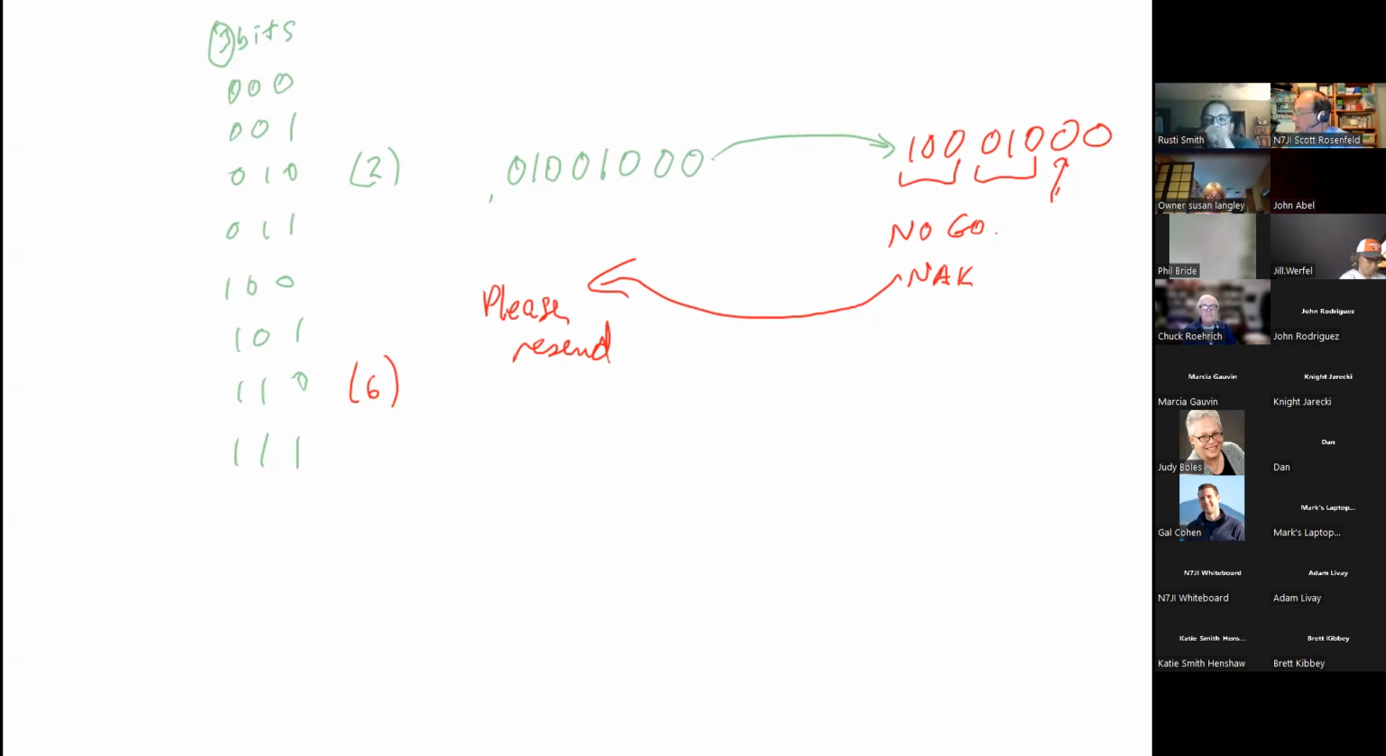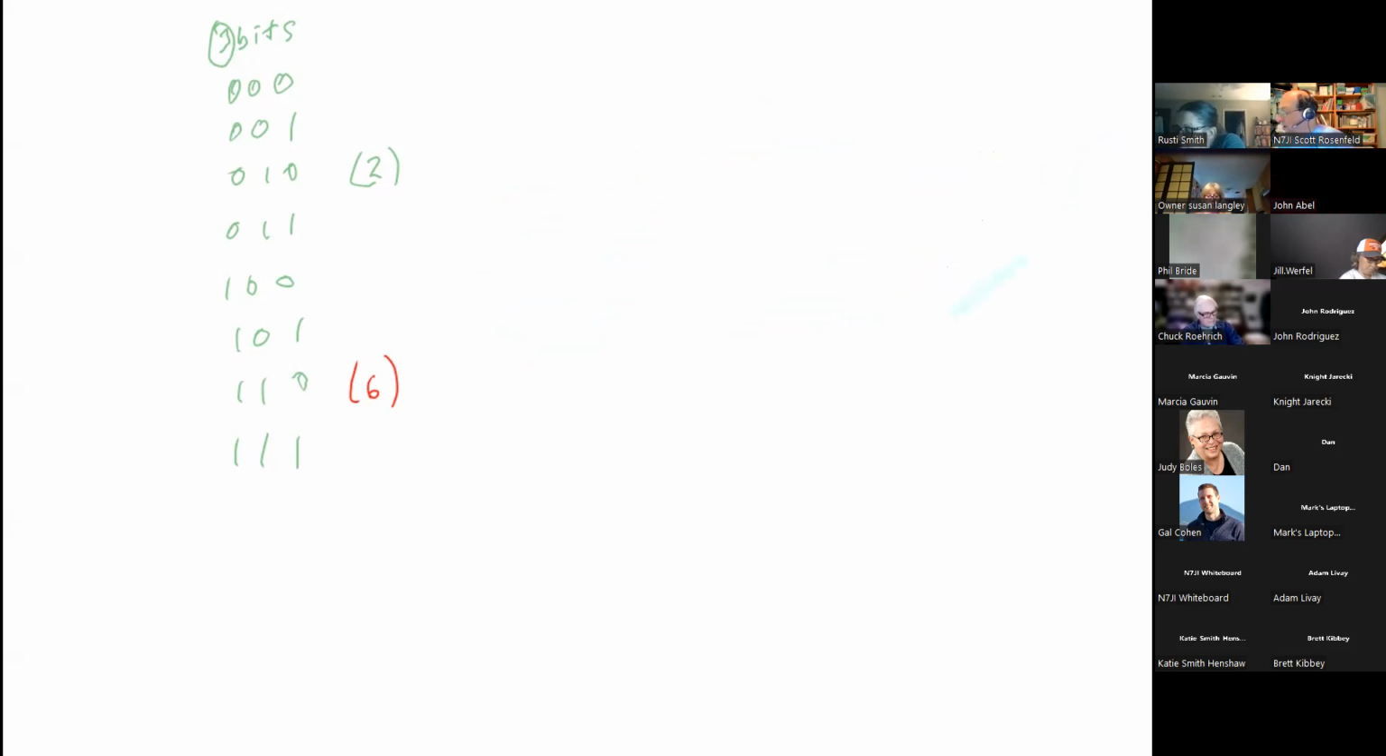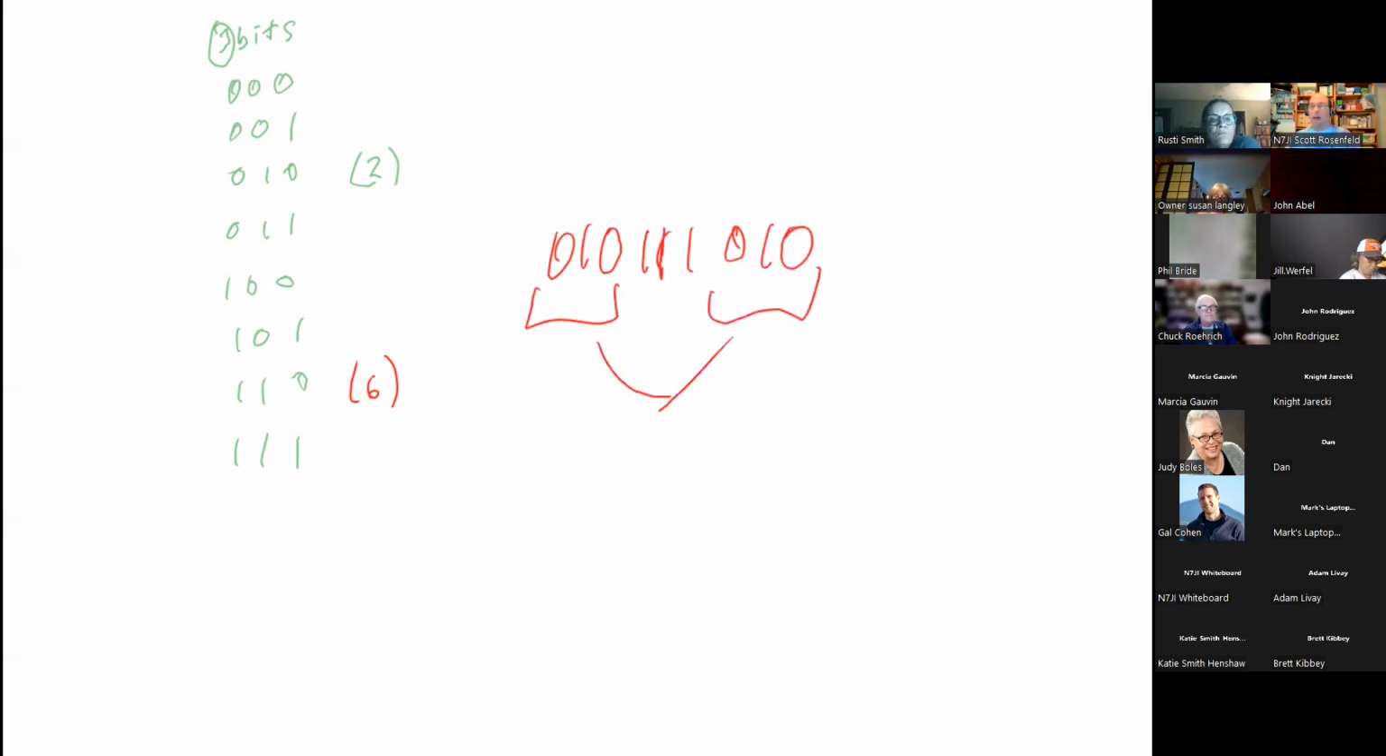Sometimes you might actually send it 3 times and say, okay, part of your voting on whether it's right or wrong is you get 3 sets of the same thing. And what if it's 0, 1, 0, 1, 1, 1, 0, 1, 0? Well, I got 2 that matched. That must be the right one. So there's all different methods of doing this.